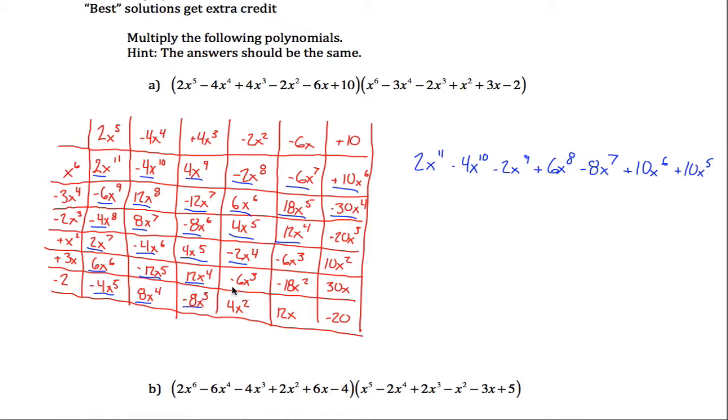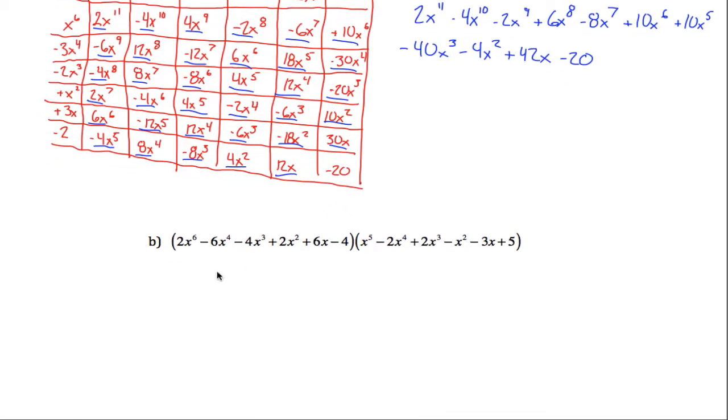Cubes: -8, -6 gives me -14, -20, -20 more gives me -40x cubed. Squareds: 4 and 10 is 14, -18 is -4. And then the x's: I got 12 and 30, gives me 42, -20. Alright, and then do that whole thing over again. Hopefully you'll get the same answer.